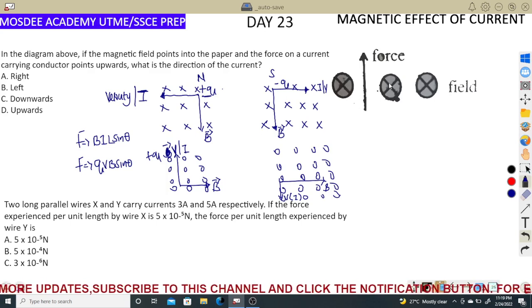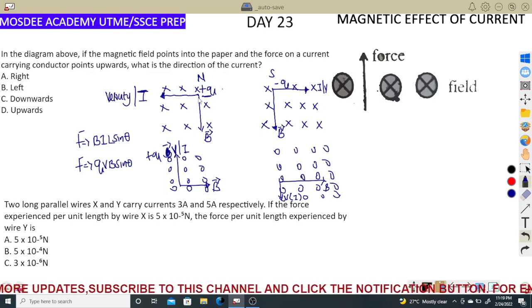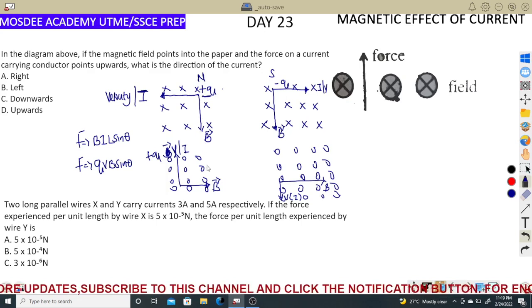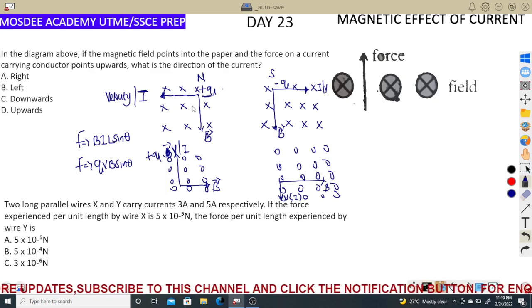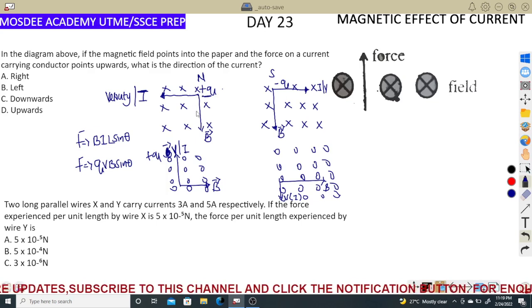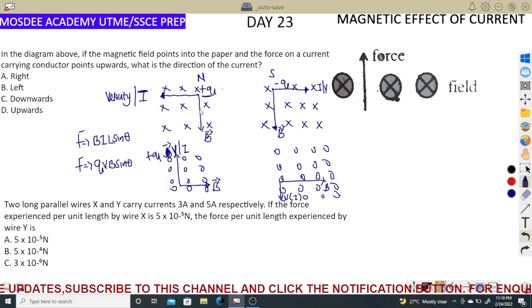My point here is, look at this question. There is a star. When you see a star, you know the direction of the magnetic field is downward, into the page. Now, the direction of force was said to be upward. According to the question, the magnetic field is into the paper, the field is not out, so I will consider these two.